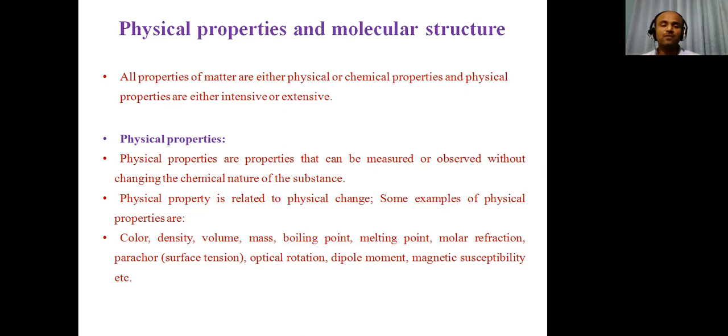So let us discuss first what is meant by physical properties. Physical properties are the properties that can be measured or observed without changing the chemical nature of the substance. Physical property is related to the physical change. Some examples of physical properties are color, density, volume, mass, boiling point, melting point, molar refraction, surface tension, optical rotation, dipole moment, and magnetic susceptibility, etc.